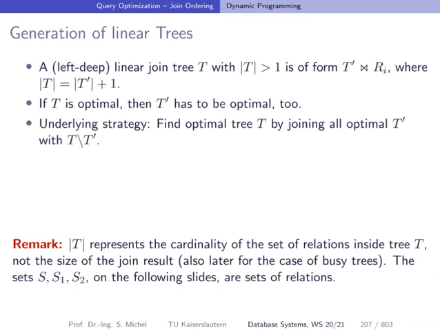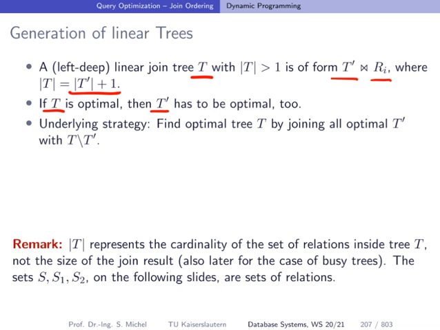Okay, more formally, I said this already, we want to create left deep linear join trees. And if we have such a tree that has more than 2 relations inside, we can illustrate this or write it down like there's a subtree T prime joined by a relation Ri. And this T, the larger tree T, is by 1 relation larger than the subtree T prime. If T is optimal, then T prime has to be optimal too.